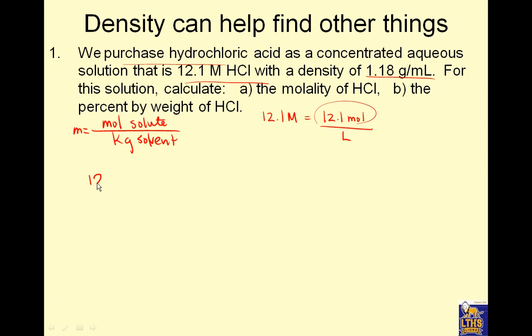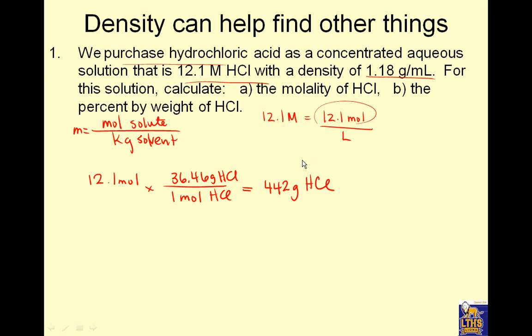So we could say, well, we have the 12.1 moles of solute in the solution, and for every 1 mole there's 36.46 grams of HCl. How did I get that? You bet, the periodic table. Alright, so that tells us we have about 442 grams of HCl. Alright, so what do we do with that?